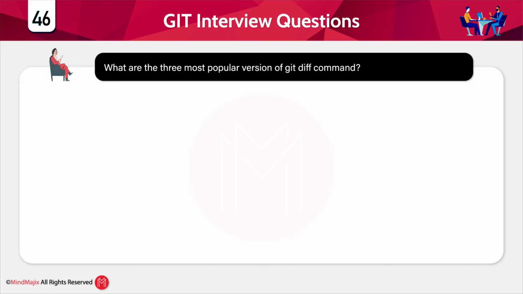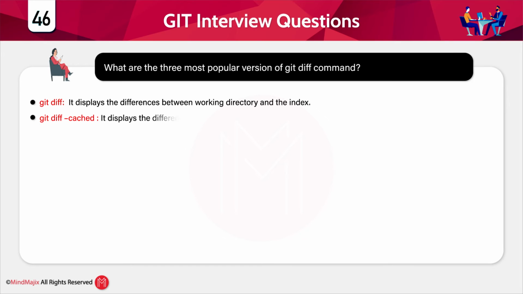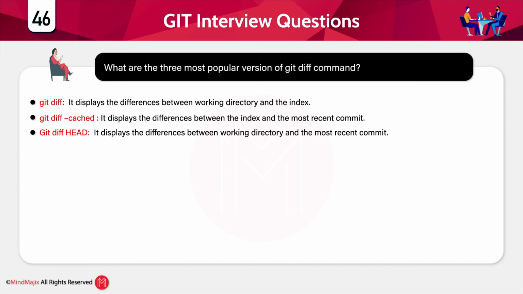Git diff and git diff --cached, git diff HEAD. Git diff displays the difference between the working directory and the index, the staged area. Git diff --cached displays the difference between the staging area and the most recent commit. Git diff HEAD displays the difference between the working directory and the most recent commit, like that.